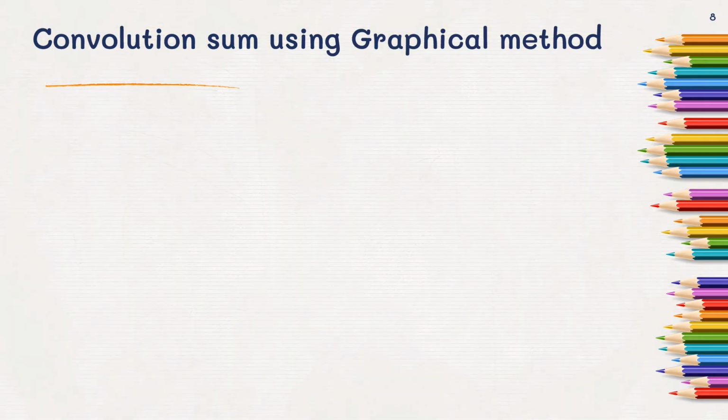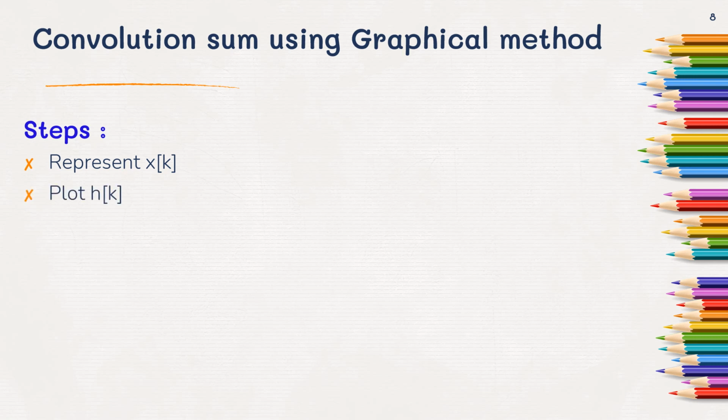Let us now proceed on finding out convolution sum using graphical method. Once again, let us detail the steps that are involved. First, given x of n, you have to represent x of n as x of k. Same way, given h of n, plot h of k. Obtain h of minus k, which is nothing but the folding operation. Then obtain h of n minus k, which means that we are going to do shifting operation.